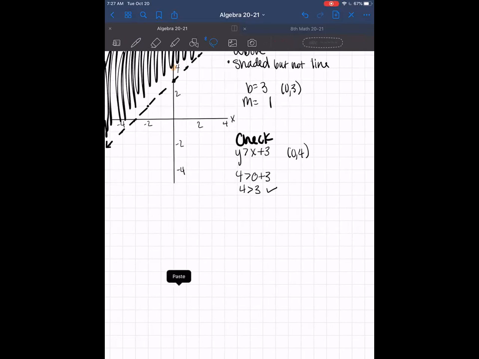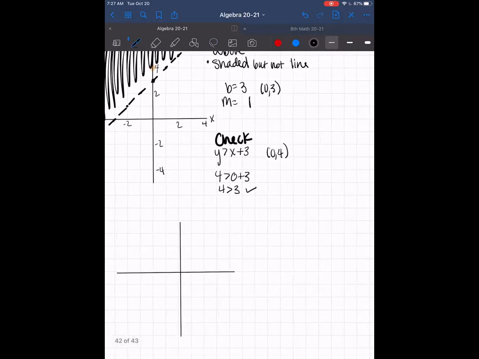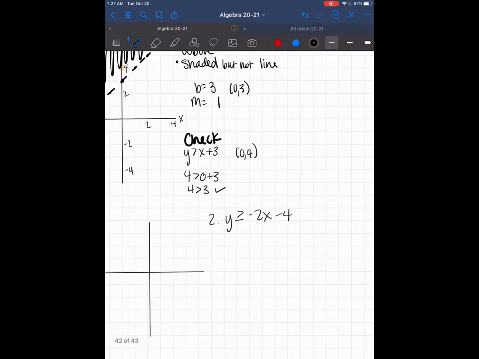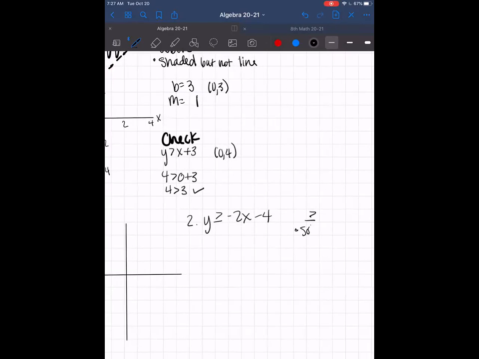See if we can do another one real quick. Okay, so I'm going to do number 2. Y is greater than or equal to negative 2x minus 4. So the sign tells me this is greater than or equal to. I know that this line is going to be solid. I know that I'm going to shade above. And my solution set is the shaded region and the line. Shaded and line.